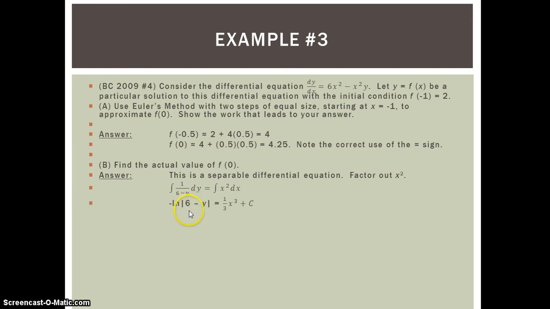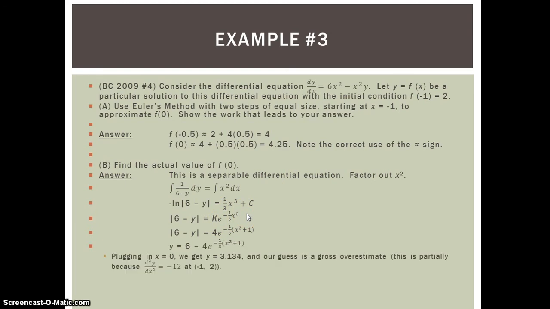My students had some problems with this when we took the exam. Don't forget about that negative inside of the 6 minus y part. We need to put a negative outside by the chain rule. We get 6 minus y is equal to k times e to the negative 1/3 x cubed. And I should have put on there that k is equal to plus or minus e to the c. When we try to find out what k is, we get k is equal to 4.